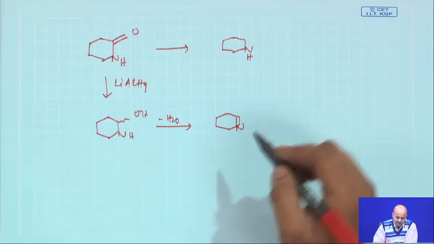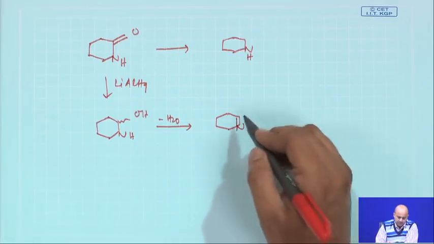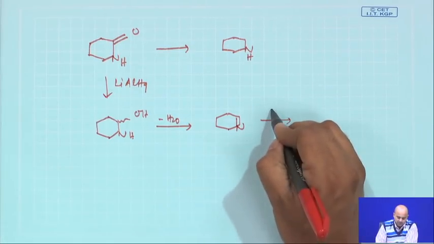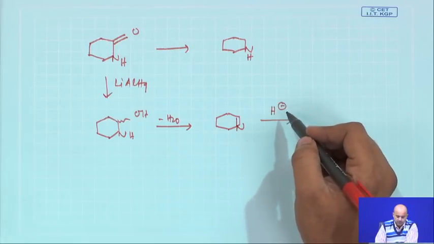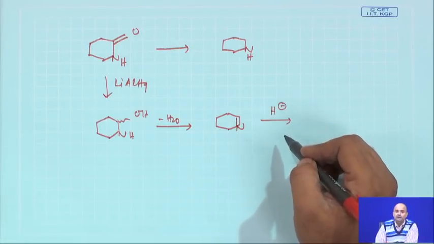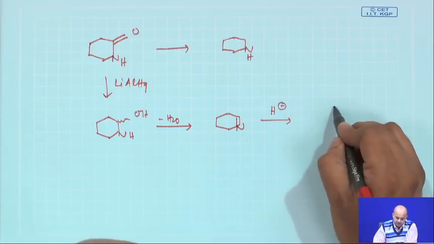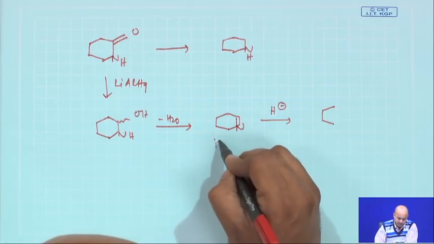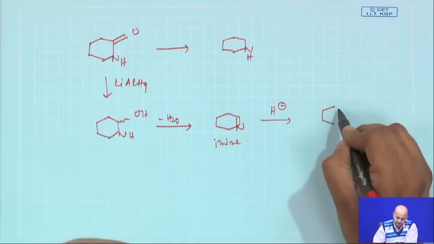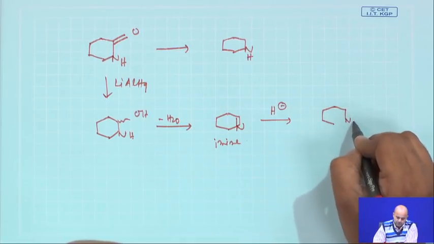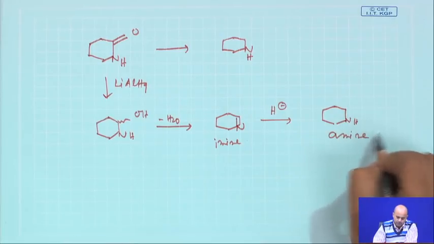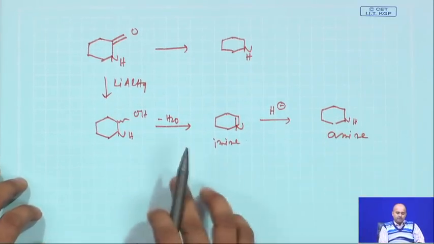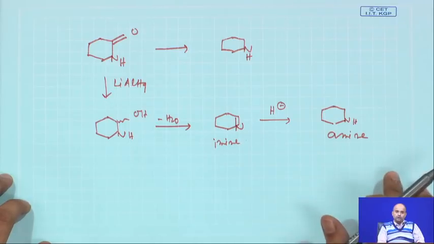Now, if you use excess LAH, then this imine will simply be reduced to give you the corresponding amine. This is probably something all of us know, but this is the imine and it goes through this way.